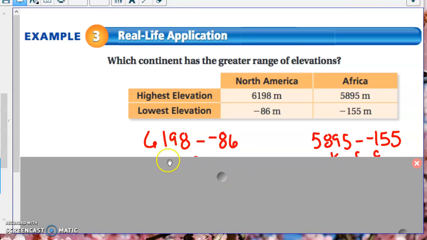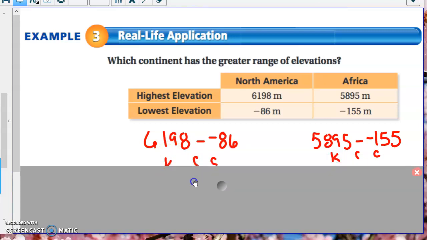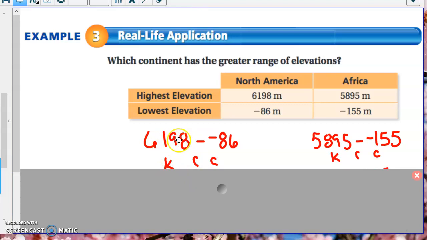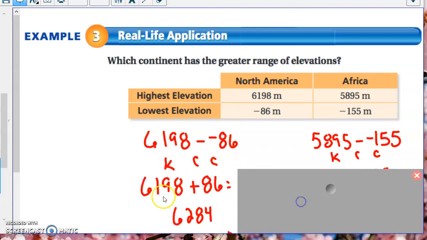So again, I'm going to follow the process. Keep, change, change. So 6,198 is going to stay the same. Minus turns into plus, and the opposite of negative 86 is, of course, positive 86. So then I have same sign, so I add and keep the same sign. So North America has 6,284 as their range of elevation in meters.